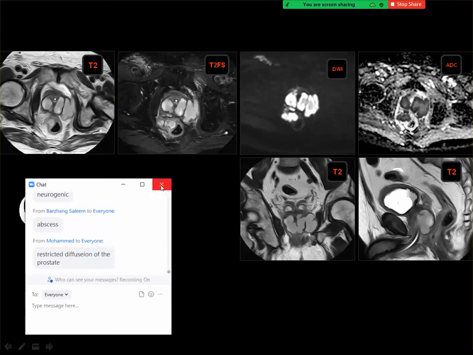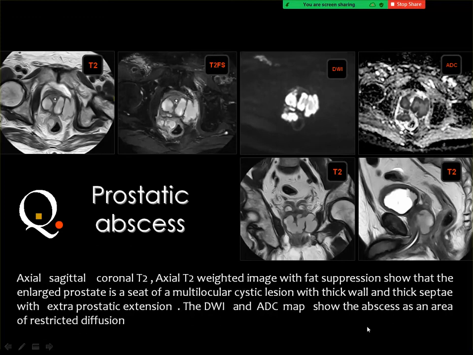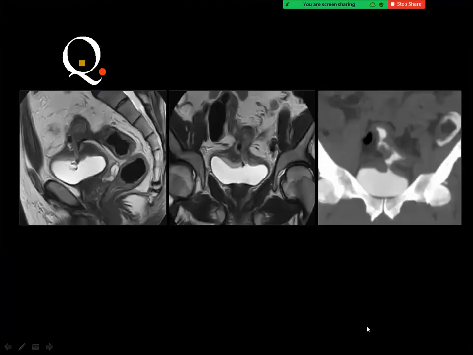Yes, and this is a prostatic abscess, a multilocular prostatic abscess with classic diffusion restriction and marginal enhancement. Even when there is no enhancement, but you get bright signal in the T2 and T2 fat sat with severe or marked restricted diffusion, it denotes an abscess in the prostate.